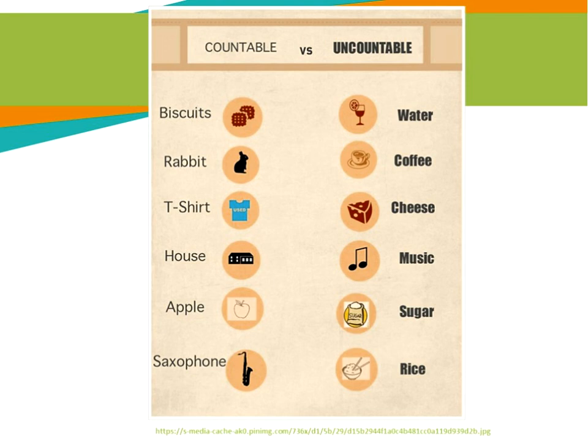Countables: biscuits, rabbit, t-shirt, house, apple, saxophone. Uncountables: water, coffee, cheese, music, sugar, rice. So as you can see, countable is something that you can count, like 1, 2, 3, 4. And uncountable is something that you need another measurement unit to be counted, okay?